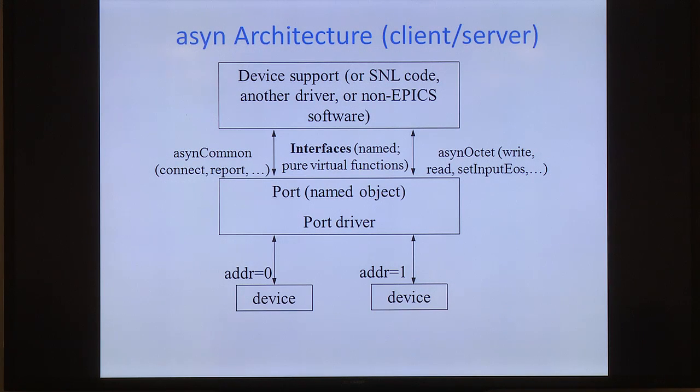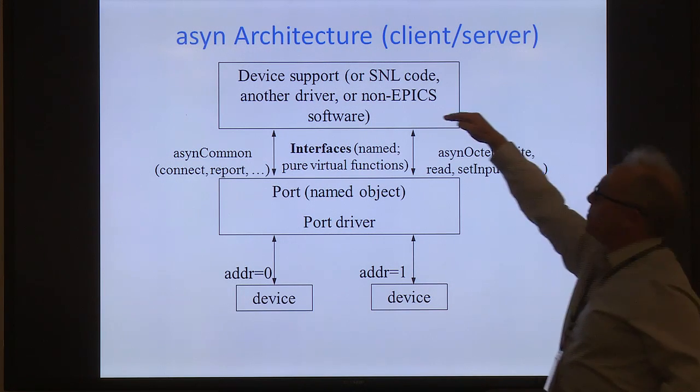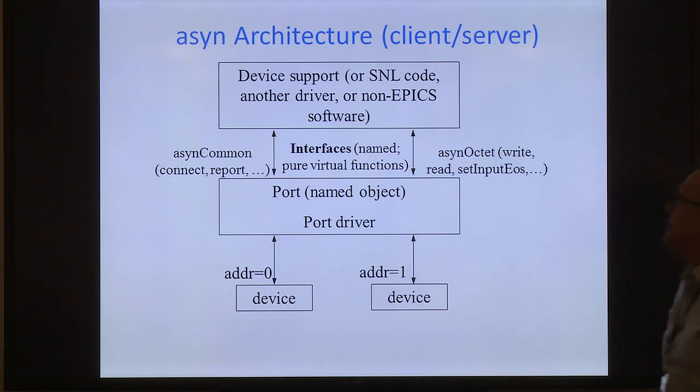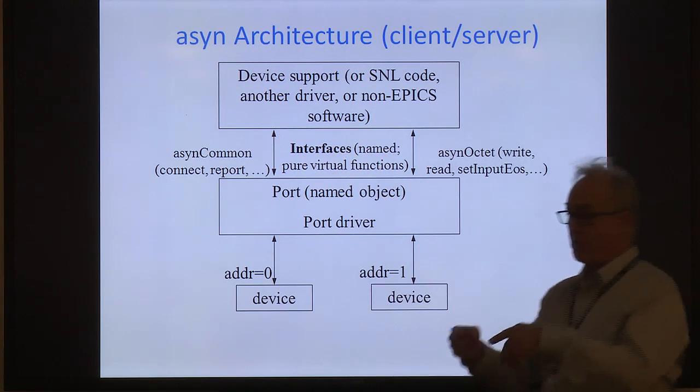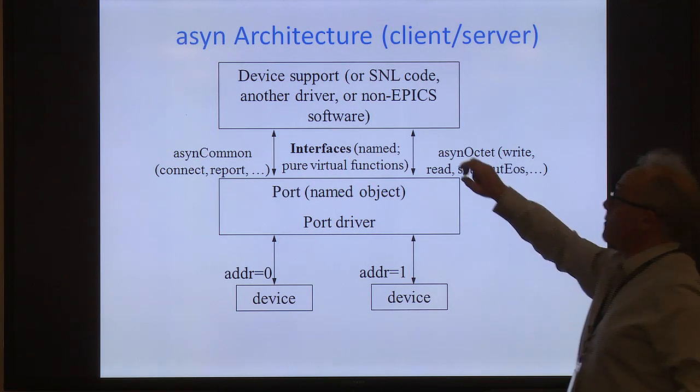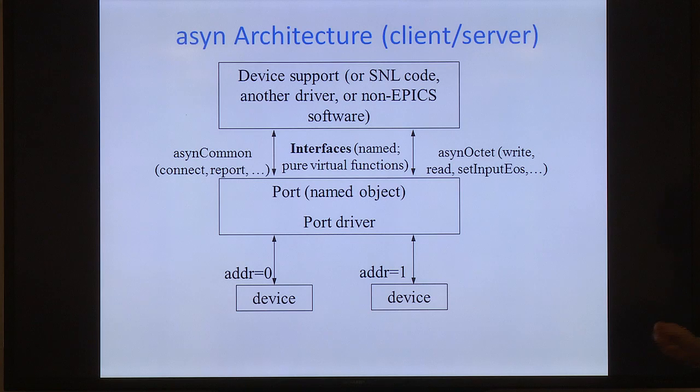Okay, so this is the overall architecture of EPICS. So you have something up here which you could call the client. I'm sorry, this is the architecture of ASYN. You have an ASYN client, which is typically device support, but it doesn't have to be. It could be state notation language code. It often is another driver. So you can have one driver, let's say area detector has a driver, but it's talking to an underlying TCP/IP driver, which is in turn talking to the device. Right? So you can have layers of ASYN drivers. Or this could be non-EPICS software altogether.